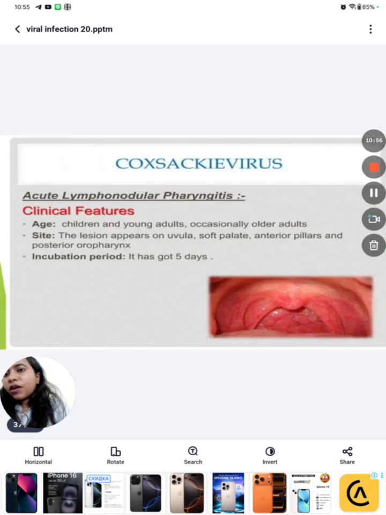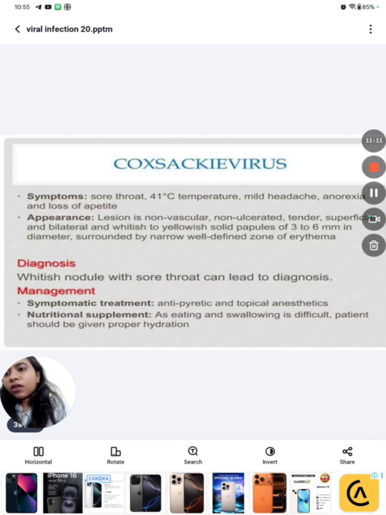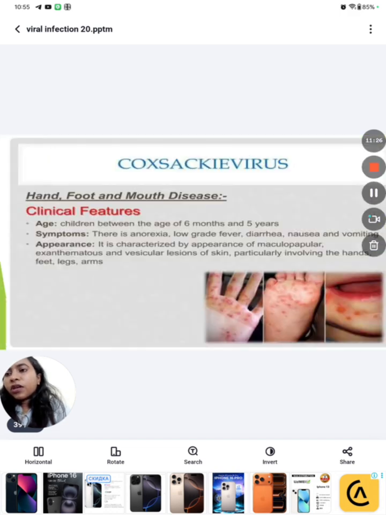Acute lymphonodular pharyngitis: young children and young adults. For the site, you can see the lesions appear on the uvula, anterior pillars, and posterior oropharynx. Incubation period 5 days. Symptoms: sore throat. Diagnosis: whitish nodules with sore throat can lead to diagnosis. Management: symptomatic treatment, which is antipyretics and topical anesthetic. Nutrition supplement is also needed.